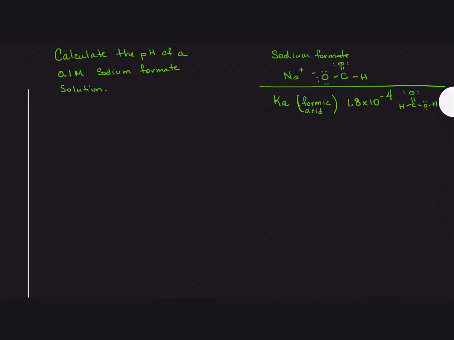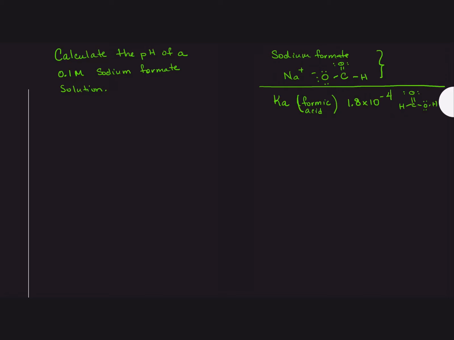The goal of this problem is to look at how to calculate the pH for a sodium formate solution. Some of the information provided is we have the Lewis structure for sodium formate. It consists of a sodium ion with the formate anion, and I've also provided the Ka for formic acid, which is 1.8 times 10 to the minus fourth.